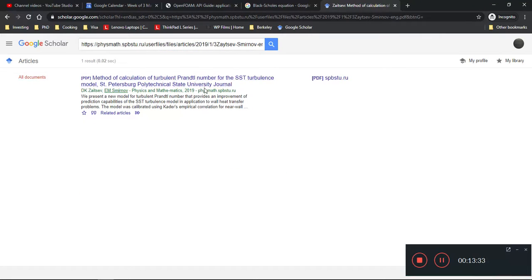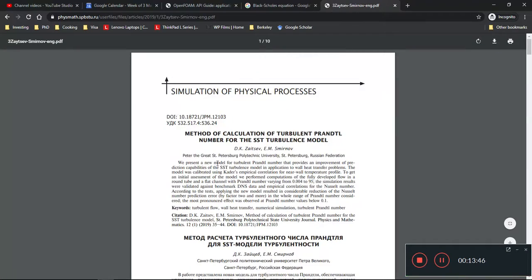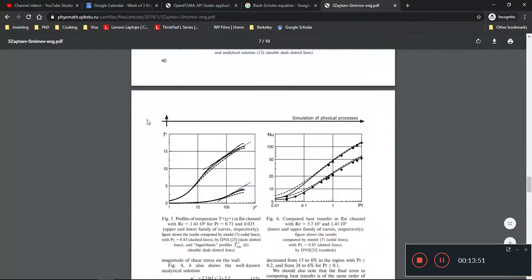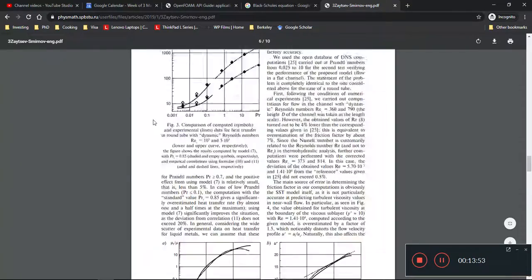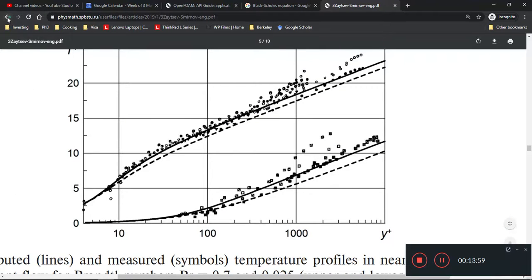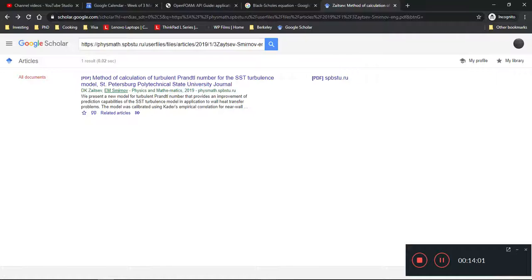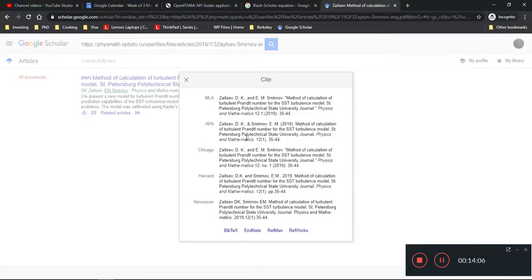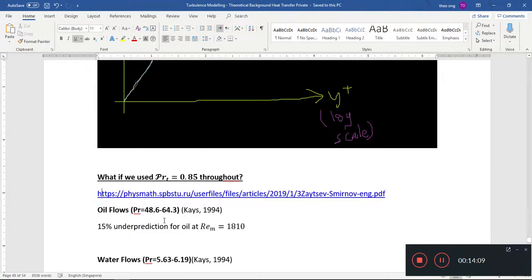Then you will get this: a method of calculation of turbulent Prandtl number for SST turbulence model. This is k-omega SST from the St. Petersburg Polytechnical State University Journal. Click on this, it should give you this PDF. Apparently it's free. So what does the mismatch look like? It looks something like this. You see this under prediction, very much like what I'm showing you here. I'm just going to copy the citation and paste it here.